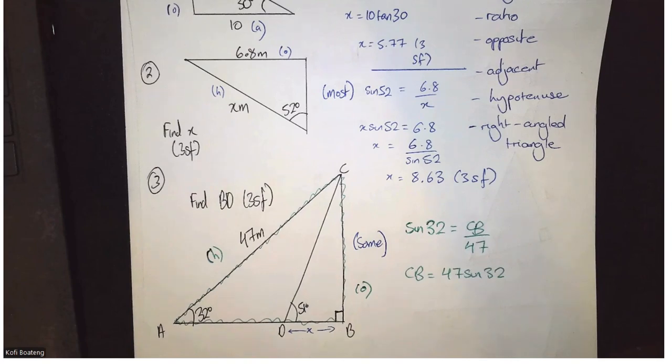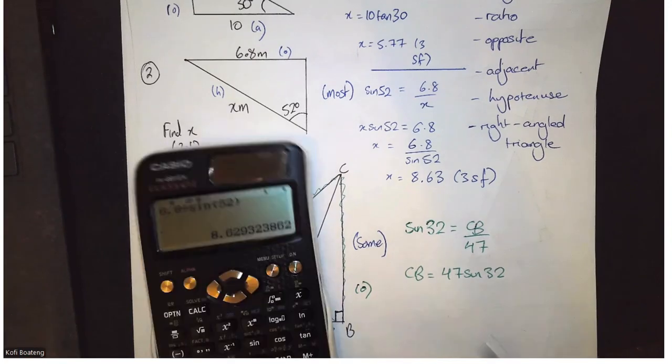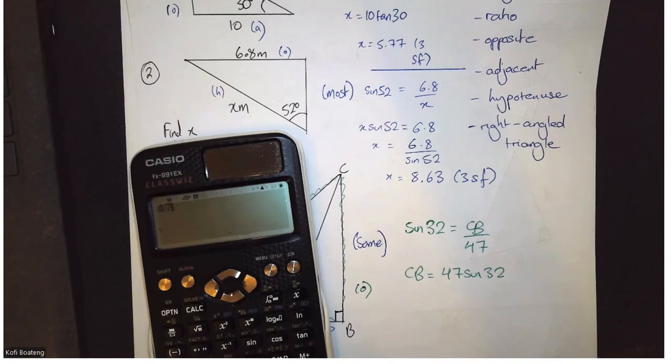Now, it's very important you do not convert into decimals at this point and do not round to 3SF at this point. When they ask for BD to 3SF, they're talking about your final answer. If you round during a question, even if it's the end of part A and you're beginning part B, you need to take the unrounded exact values. If you round during a question, you're losing accuracy because the answer to CB is 47 sine 32.